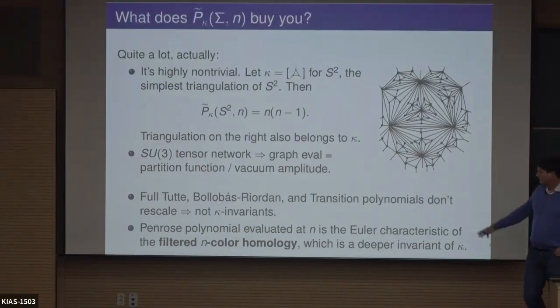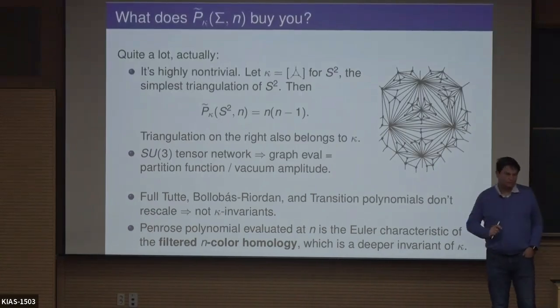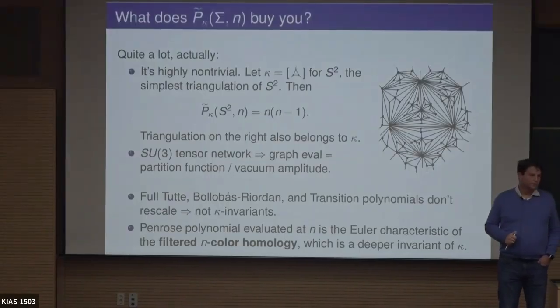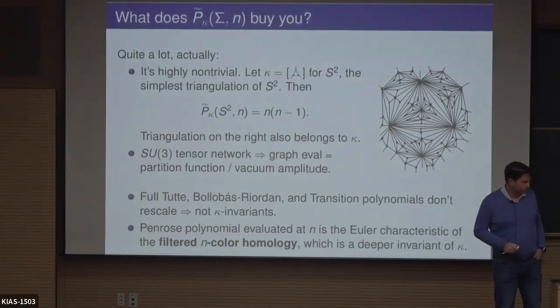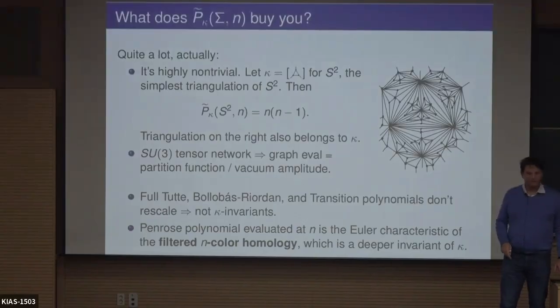So the Penrose polynomial evaluated at n is the Euler characteristic of a filtered n-color homology. So let me talk about that. Fair enough? This is the part that's going to get fun for all of you, like Khovanov homology. I can make it work.